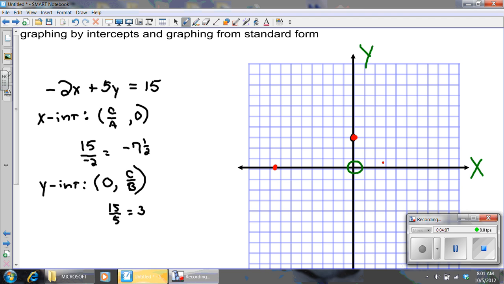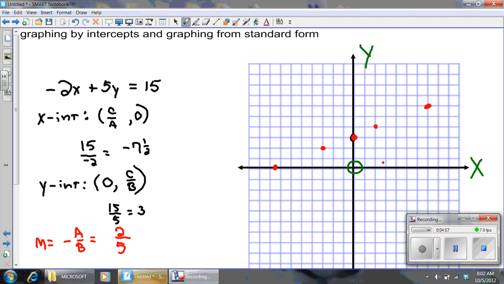Okay. So now I can draw my line. If I wanted a third point, I might go looking for the slope. The slope, when I'm in standard form, is found by doing the negative of a over b. In this case, the negative of a would be 2, because a was negative 2, and b would be 5. All right, now watch this. Let's go up 2 and over 5. Do you think those 3 points look like they're on the same line? I think they do. Let's go up 2 and over 5 again.